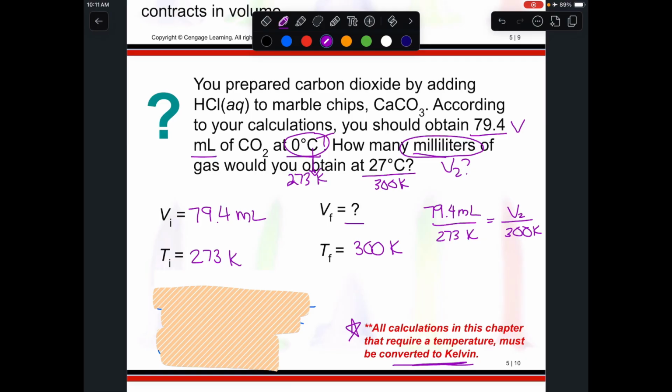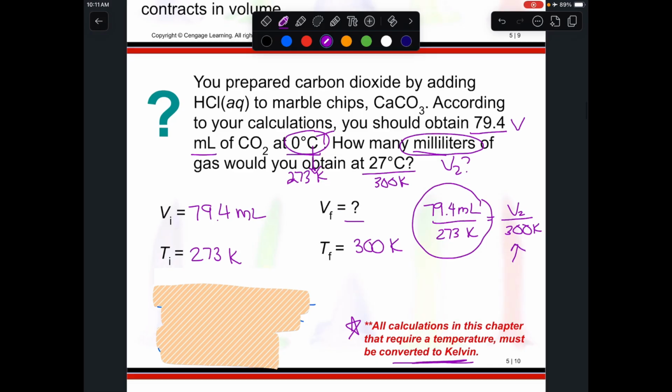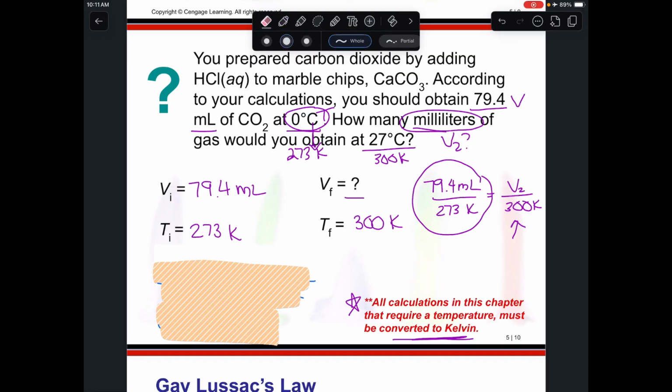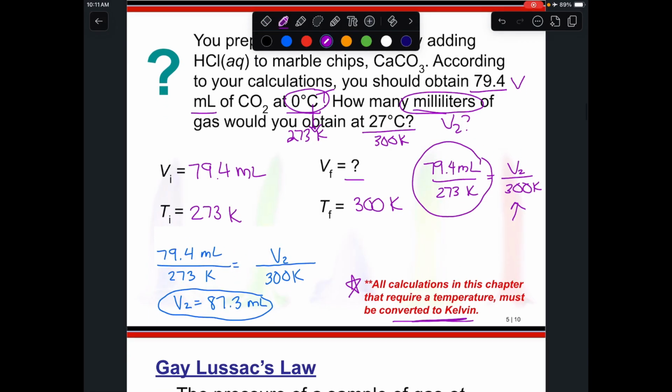All right, just a reminder how to solve this. I would go ahead and just make a division sign on my calculator and divide 79.4 divided by 273. I get an answer. And then to get this 300 out of the bottom, I'd multiply both sides by 300 and I'd be left with V2. So go ahead and make sure you try that on your calculator to make sure you're getting the same answer as me. And I got 87.3 milliliters.